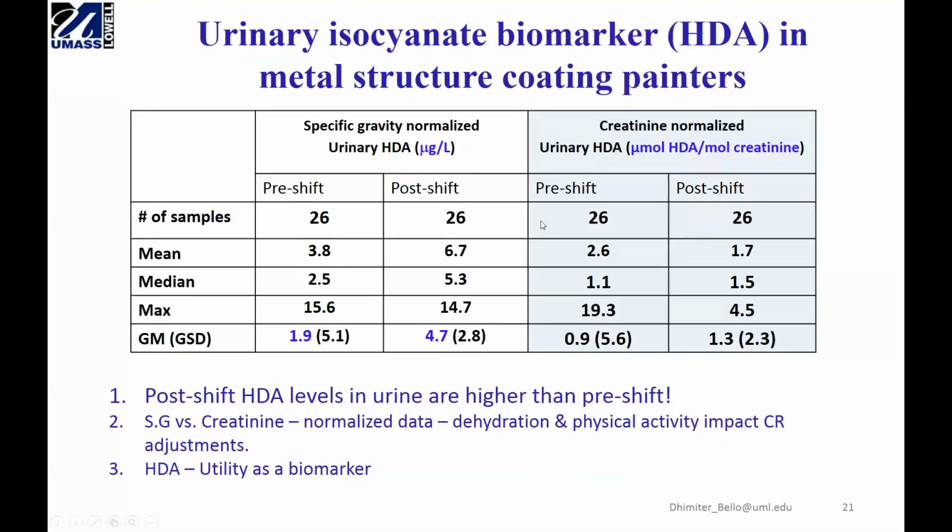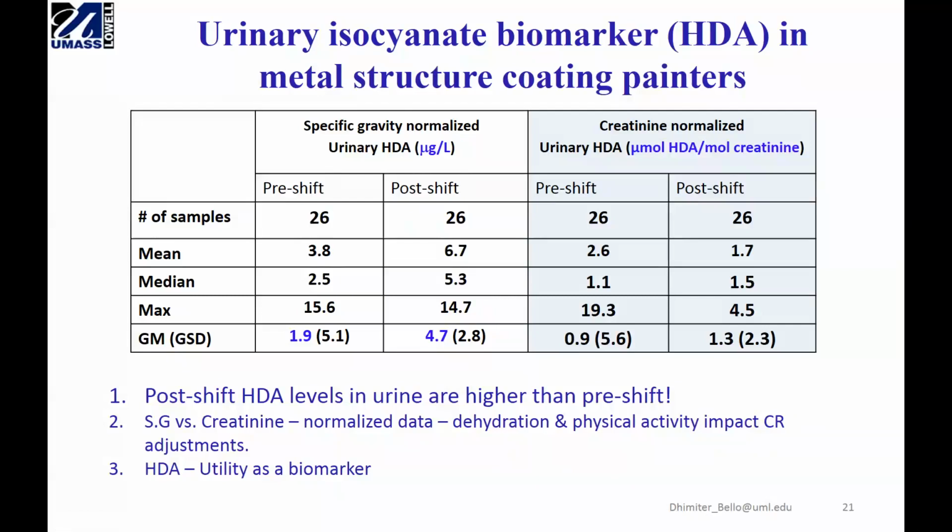In terms of the results, the first two columns to the left are pre-shift concentrations and post-shift normalized to specific gravity, and the other two are normalized to creatinine. Normalization to creatinine is a common approach, and debate continues in the literature as to whether it is the right way or not. In some cases, it is fine. In other cases, such as here, it may not be okay, and I'll talk a little bit more about that.